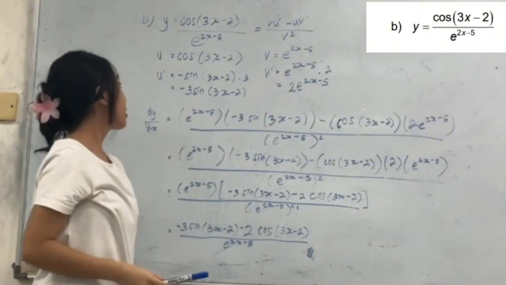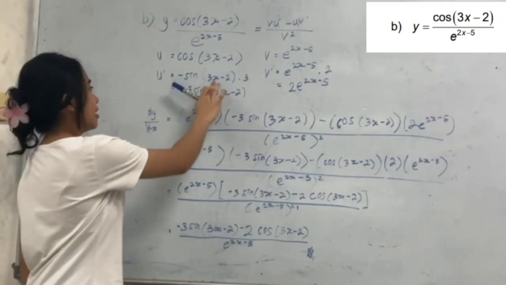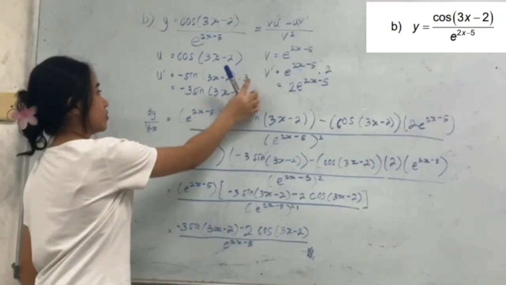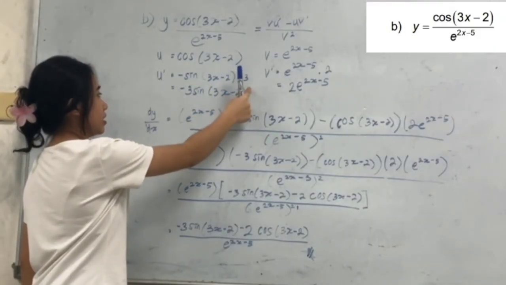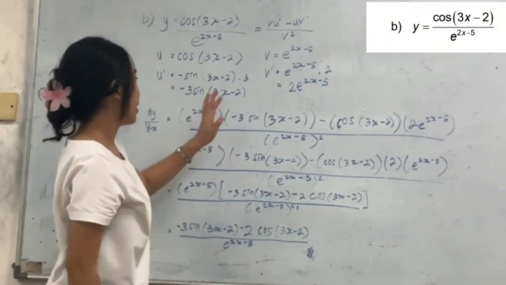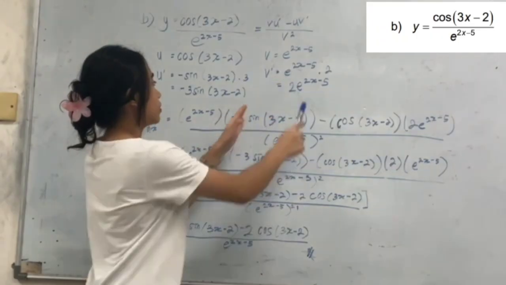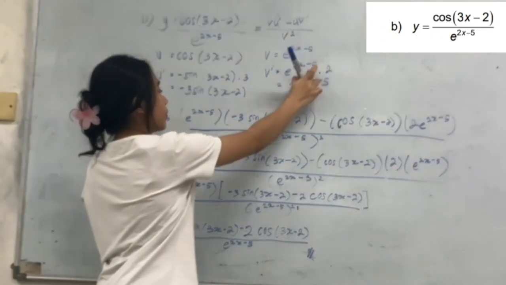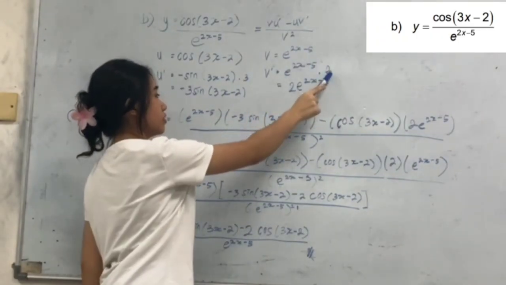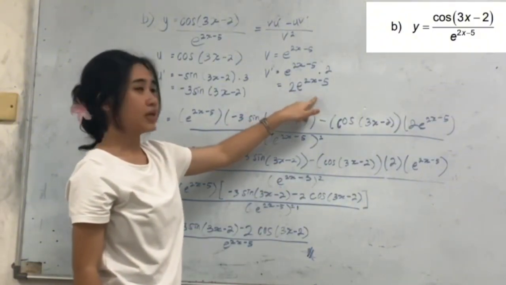Okay, next for the u prime, the cos will become negative sine, and then the derivative of the inside is 3. So we need to multiply 3, so it becomes negative 3 sin 3x minus 2. And then for the v prime, the exponent will be the derivative of this power, so it becomes 2. So the 2 will be multiplied to the exponent, so it becomes 2 exponent 2x minus 5.